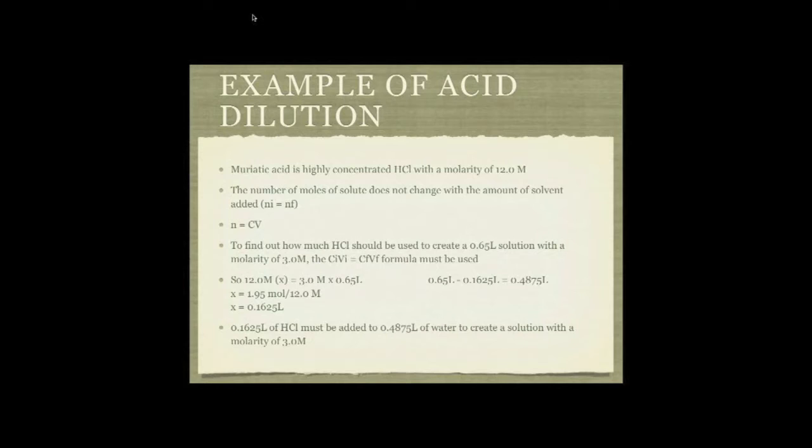To find the solution to this problem, we must use the formula concentration initial times volume initial equals concentration final times volume final. After using the formula and doing the calculations, we can see that 0.1625 liters of hydrochloric acid should be used. To find the amount of solvent that should be used, we must take this number and take it away from our total volume, which is 0.65 liters. After doing the calculations, we can see that 0.1625 liters of hydrochloric acid must be added to 0.4875 liters of water to create a solution with a molarity of 3 moles per liter.